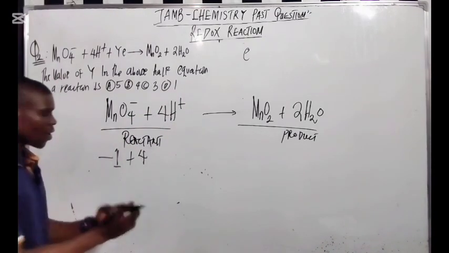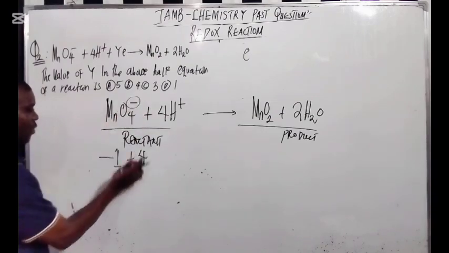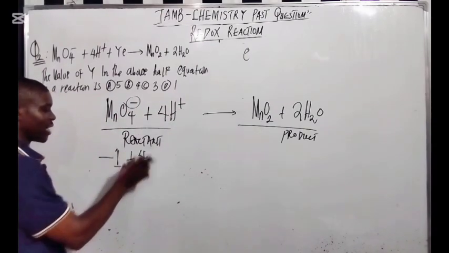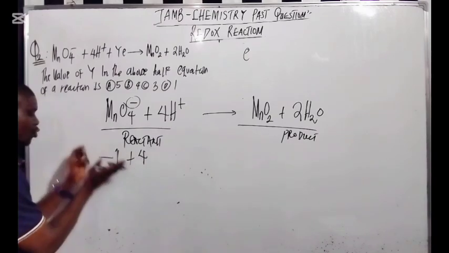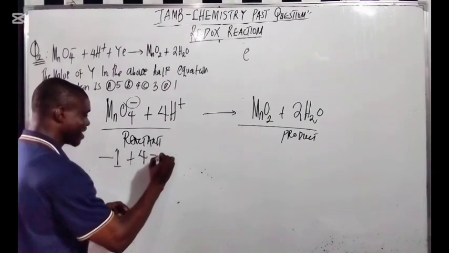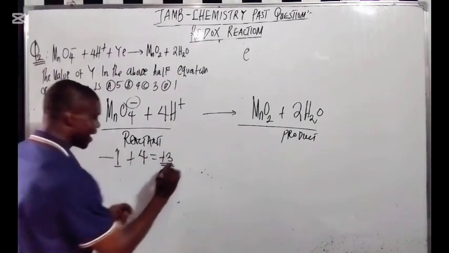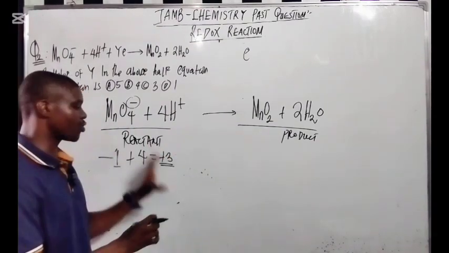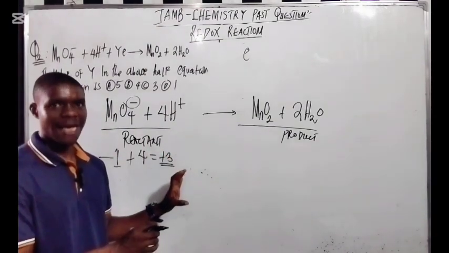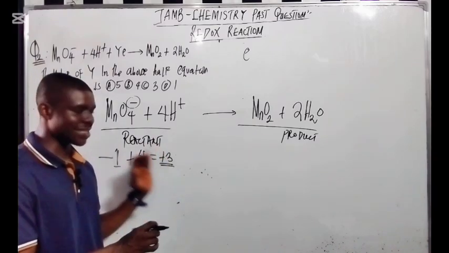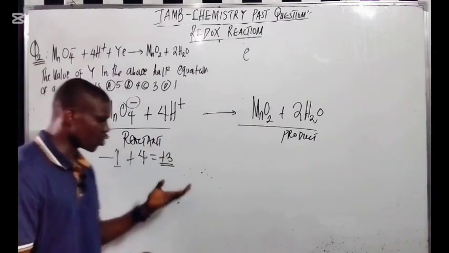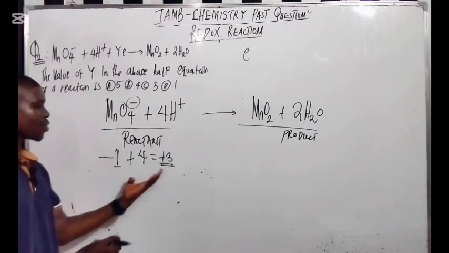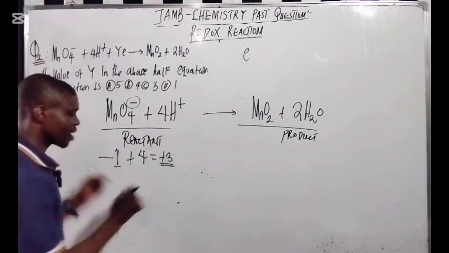How do you get the 4? Remember, here is 1 plus 4. That's how we got plus 4. Do you understand? So -1 plus 4 is plus 3. It means that at the reactant side, I have plus 3 charges. So how do I get plus 3? -1 plus 4 is plus 3 charges, right?